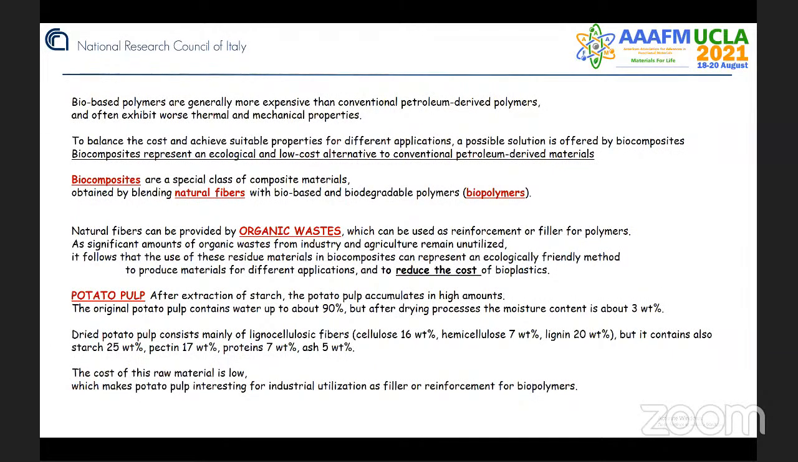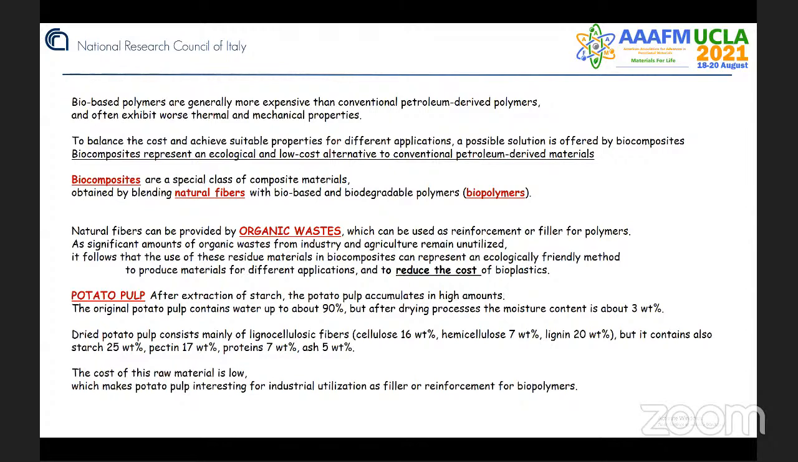It is well known that bio-based polymers are more expensive than conventional polymers and often exhibit worse thermal and mechanical properties. To reduce the cost of bio-based materials and obtain suitable properties, a possible solution is given by biocomposites, which represent an ecological and low-cost alternative to common plastics. Natural fibers can be provided also by organic waste. The use of these materials in biocomposites can represent a good method to reduce the cost of bioplastics.